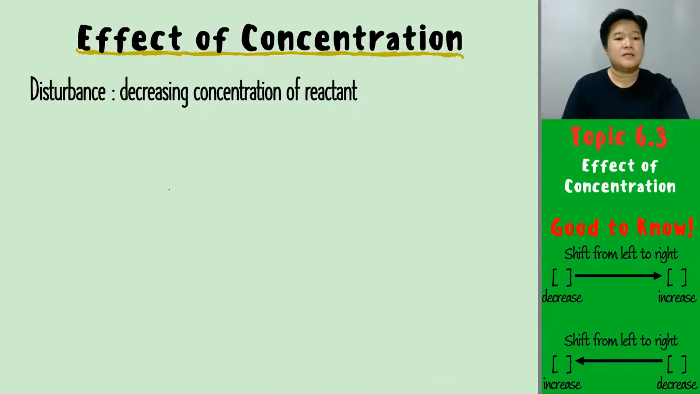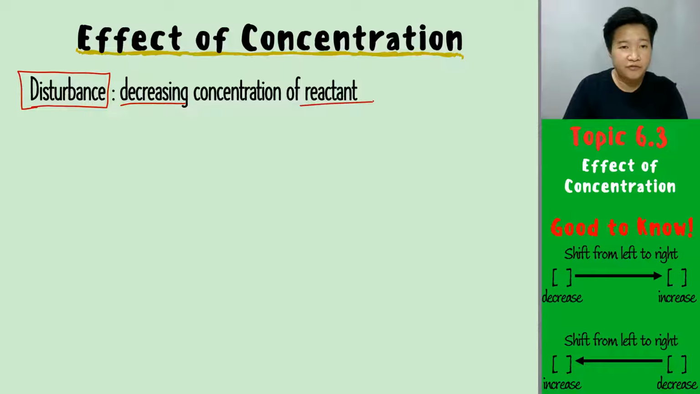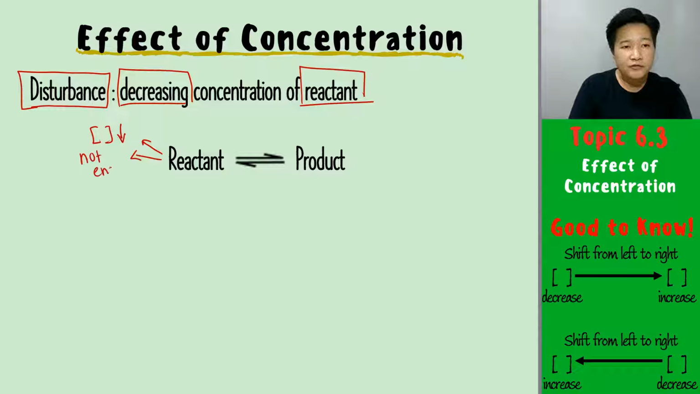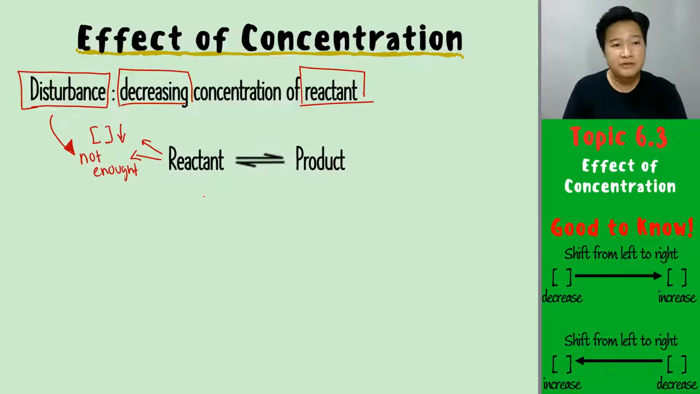Okay? Simple. Next, another disturbance is decreasing the concentration of reactant. Still talking about reactant, but right now we are decreasing the concentration of reactant. In other words, your reactant concentration decreases. When the concentration decreases, it means you do not have enough of your reactant. And that is your disturbance. Your disturbance is that the concentration of the reactant decreases. You do not have enough of your reactant.